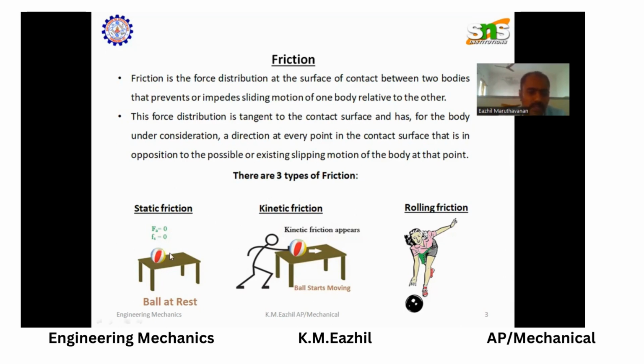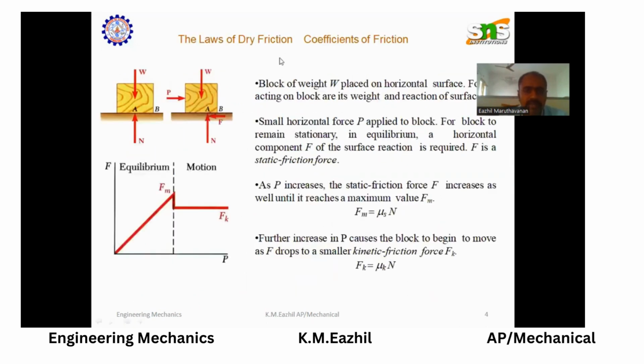Here are the examples of static friction, kinetic friction, and rolling friction. Now the laws of dry friction, that is, the coefficient of friction. Here, the coefficient of friction is mu. Based on the value of mu, we are able to understand whether the object is at rest, or about to move, that is impending motion, or in motion.